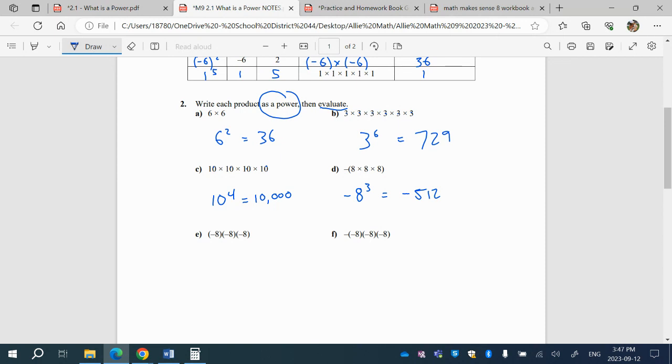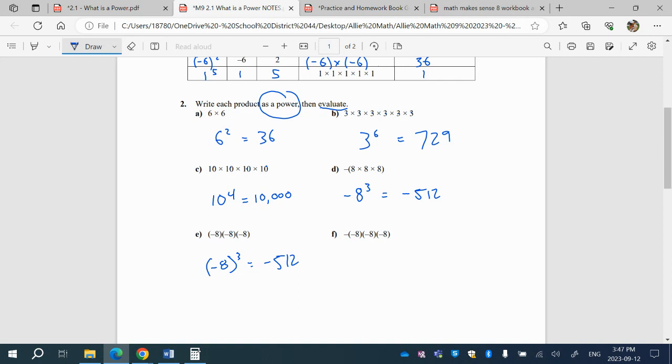This one we do have brackets. So our base is negative 8, and it's being multiplied by itself 3 times. And again, this ends up being negative 512 because we have a negative times a negative, which is a positive, and then times a negative, which is going to be a negative.